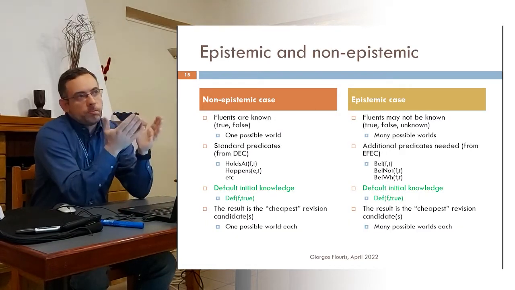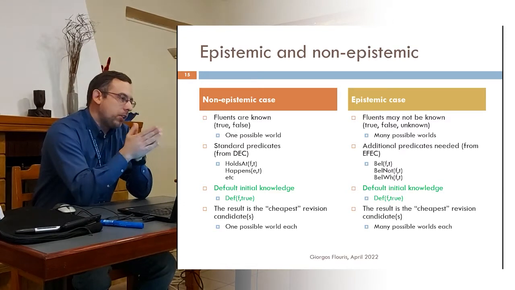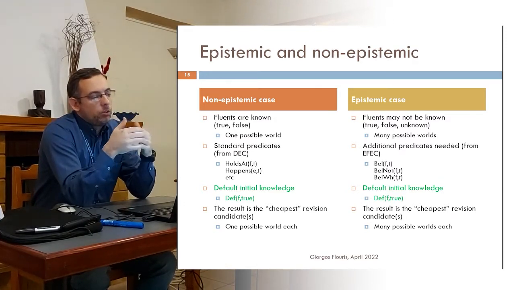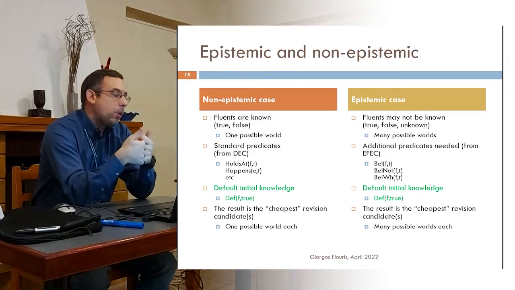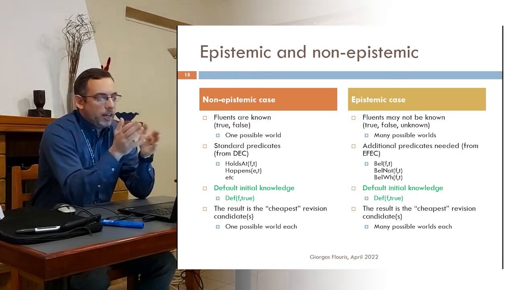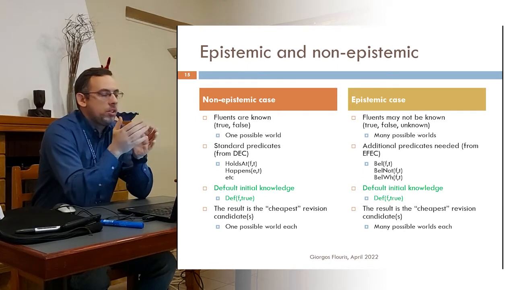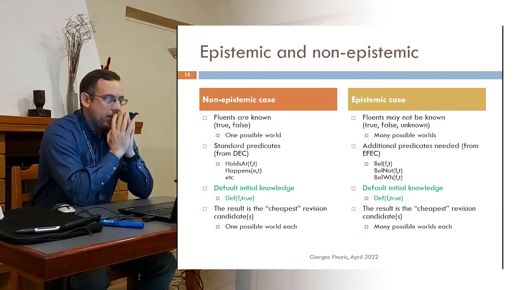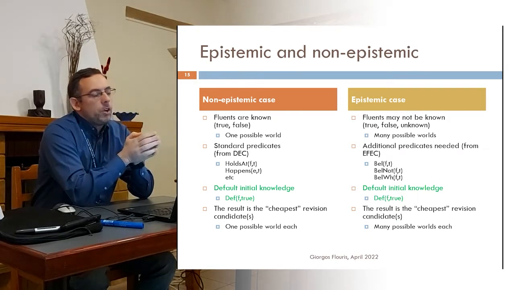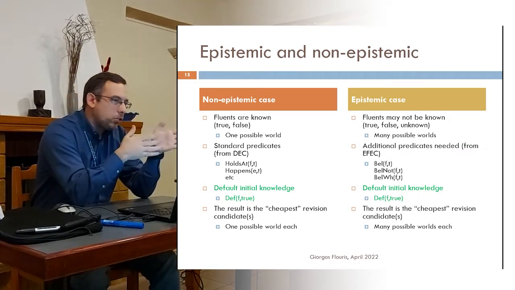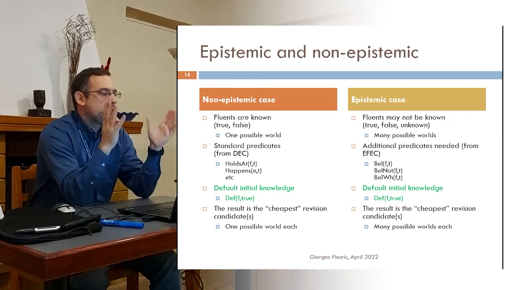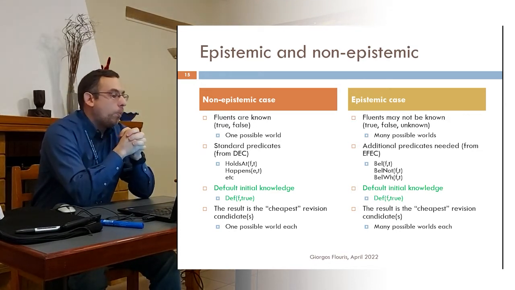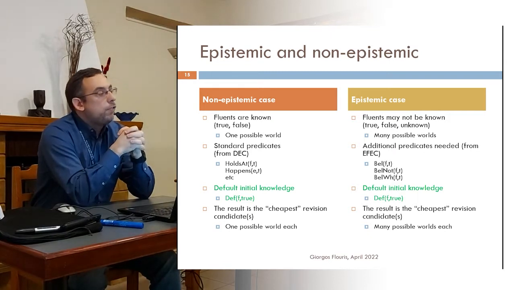Now, this is, of course, if you get to the technical part, it's not that trivial. First of all, you must decide on what type of event calculus you talk about. So there are two basic cases here: the non-epistemic case, which is modeled by the DEC calculus, in which all fluents are known, either true or false. We don't have unknown fluents; it's a kind of closed world assumption. And also, we could optionally have default initial knowledge.